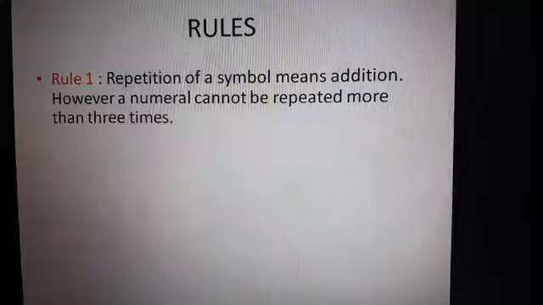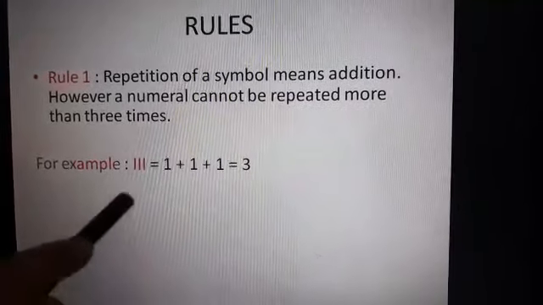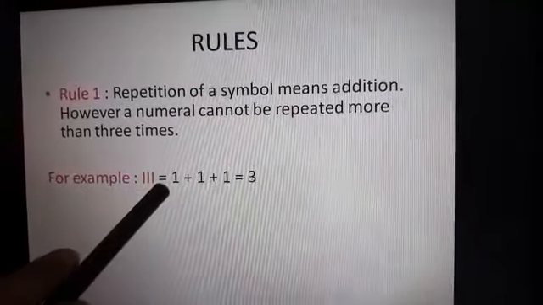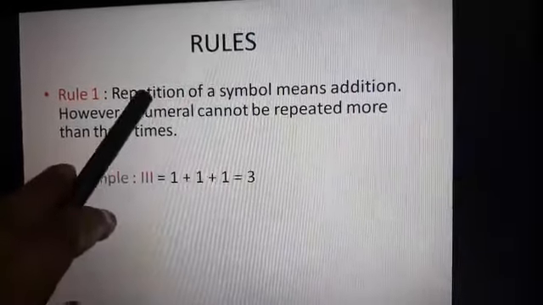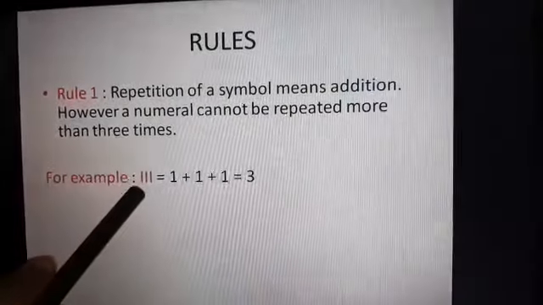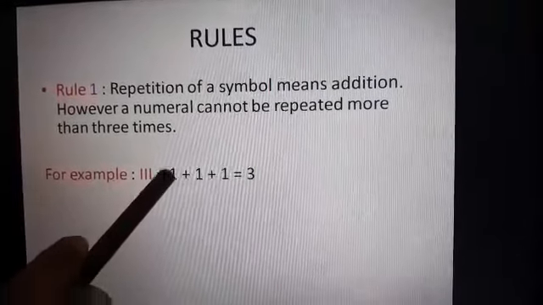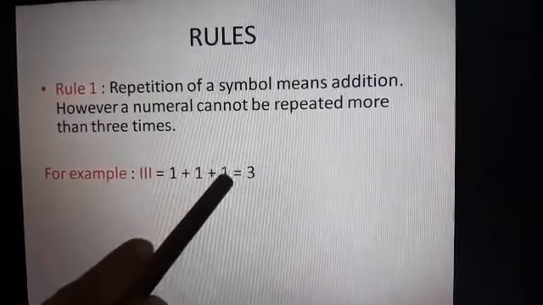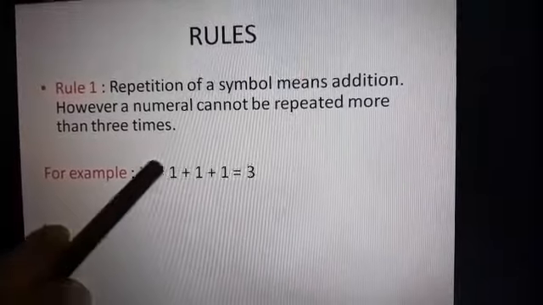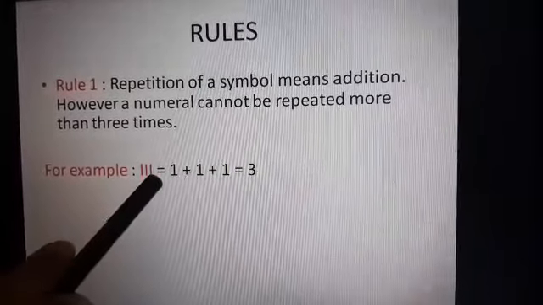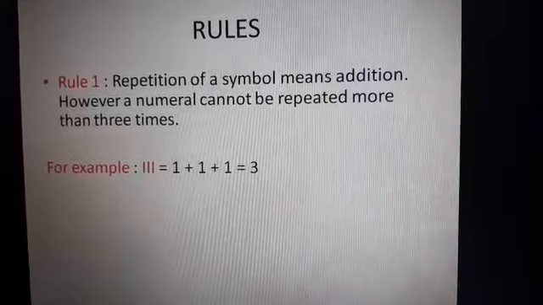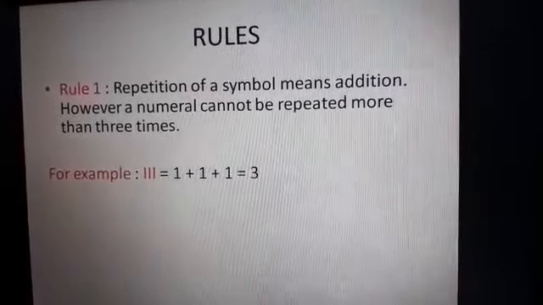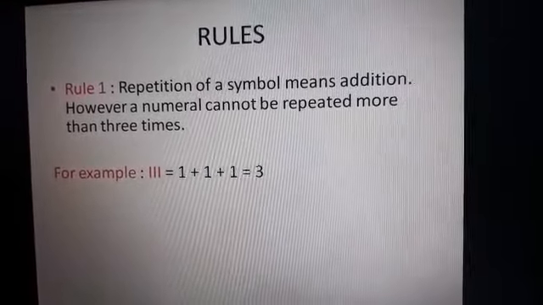Let's see through an example. Here, how many times have I repeated I? I have repeated I here 3 times. And repetition means addition. I represents which number? 1. So 1 plus 1 plus 1 will give you number 3. So Roman number 3 is written as triple I, that is, capital I written 3 times.